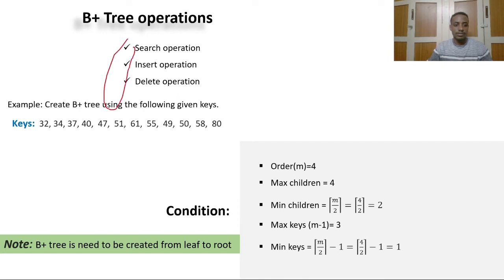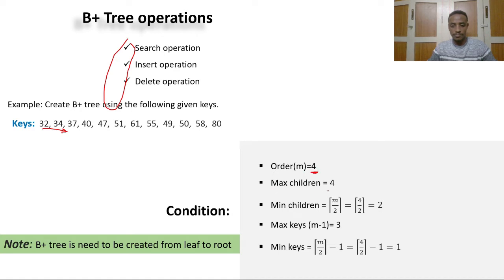Here are the B+ tree operations: searching, inserting, and deletion. Here we are going to see from scratch how we can create a B+ tree and insert new key values after creating it. So we will see it all together in the same example. The order given for this B+ tree, as it is an M-way tree, is 4.